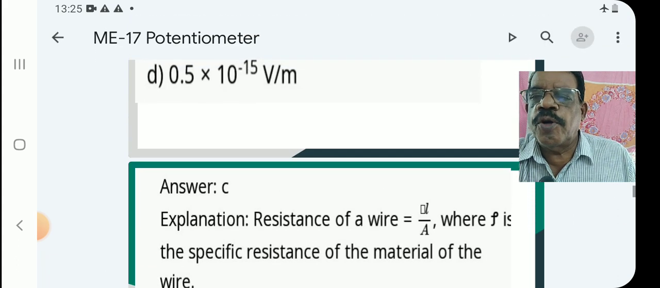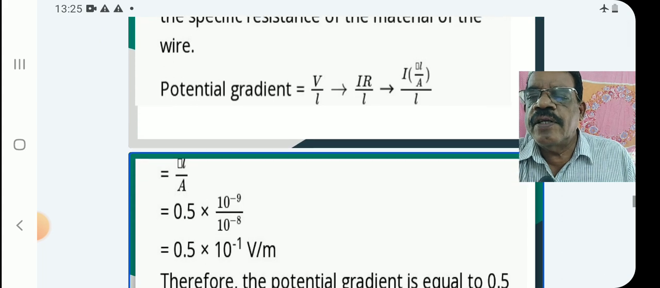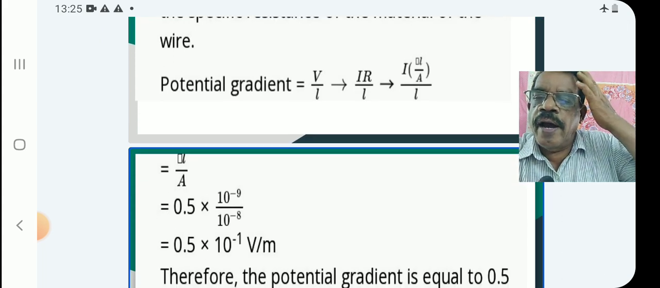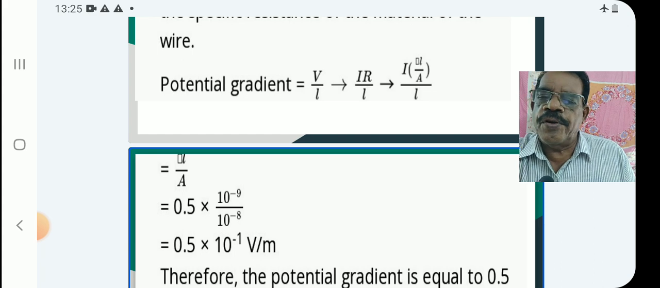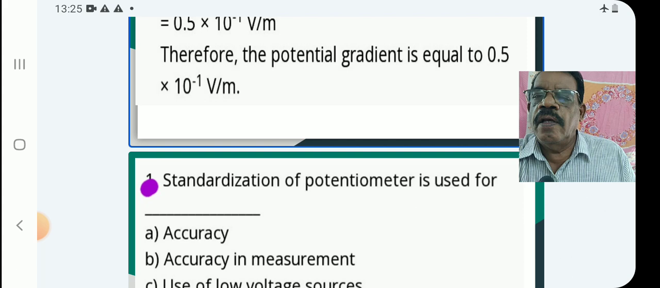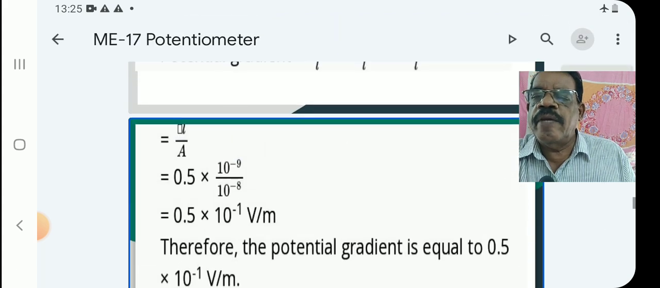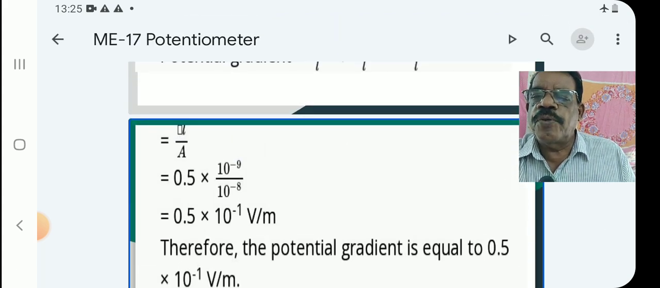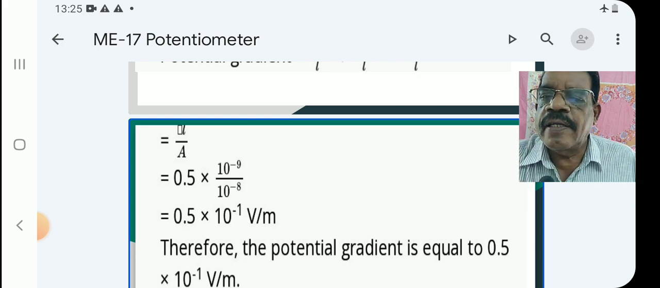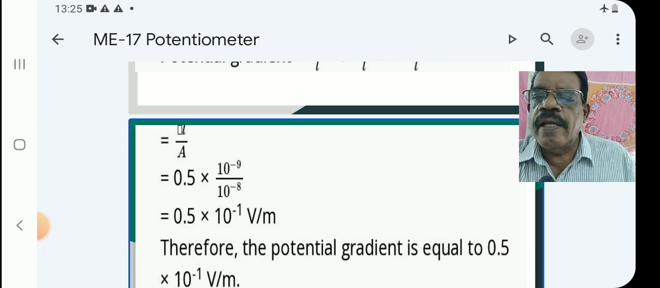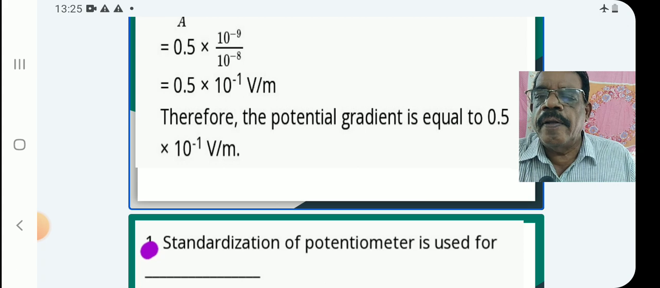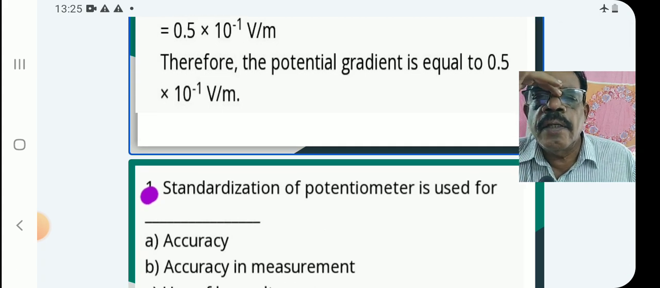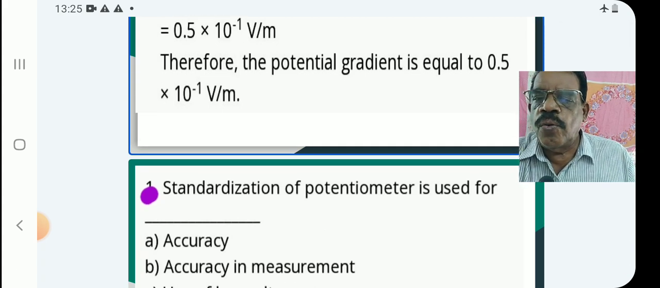So, the final formula is rho I by A. The potential gradient is rho I by A. You read like that. I is equal to 0.5. Rho is 10 raised to minus 9, divided by area. Simplifying, we get 0.5 into 10 raised to minus 1. Therefore, potential gradient is 0.5 into 10 raised to minus 1 volt per meter.